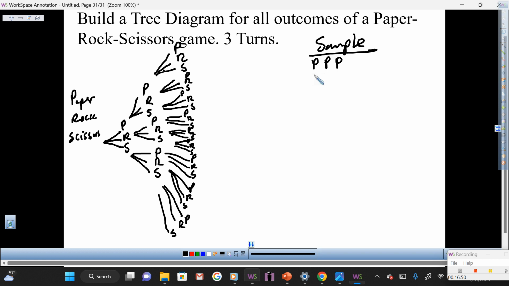Devin, continue. Paper, paper, rock. So I did paper, paper, paper. Okay. And then paper, paper, rock. Continue, Andrew. Let's go. Continue. Mel. Paper, rock, paper. Continue. Yes, so far so good. So paper, rock, rock. Rock, paper, rock, and rock, scissors. Okay.